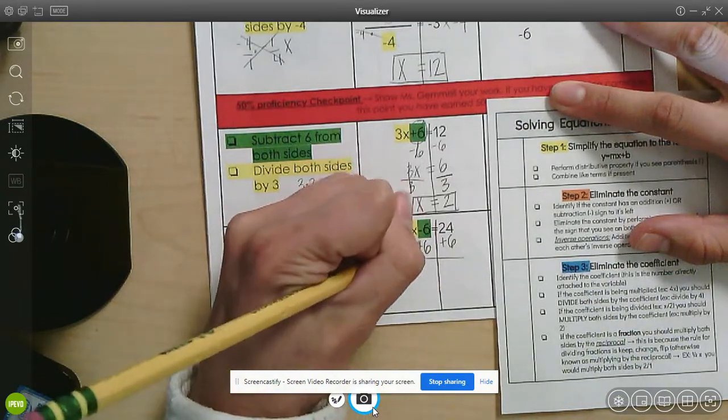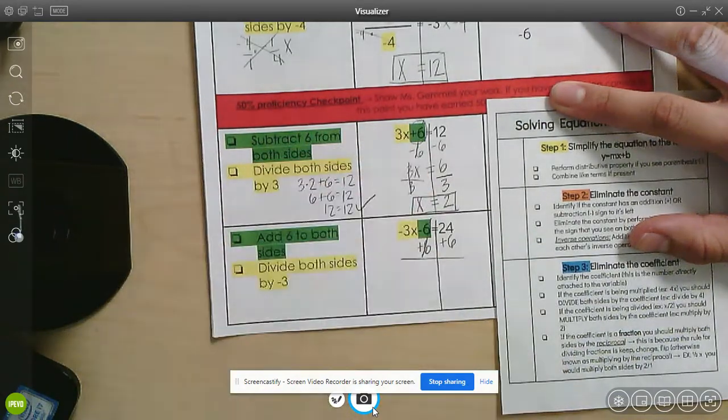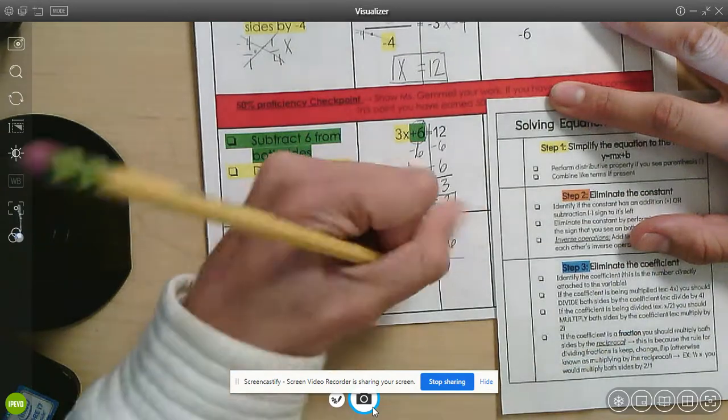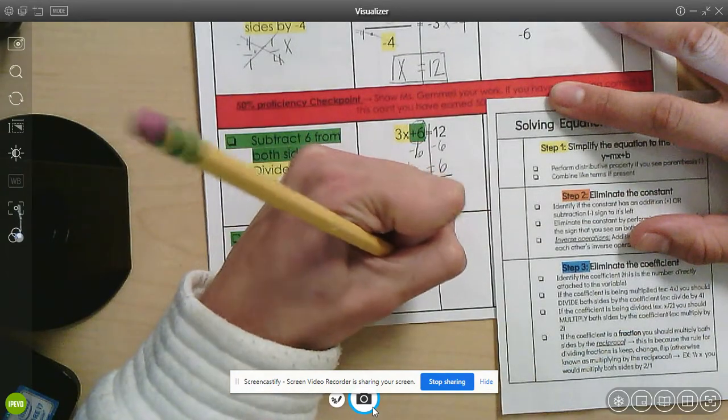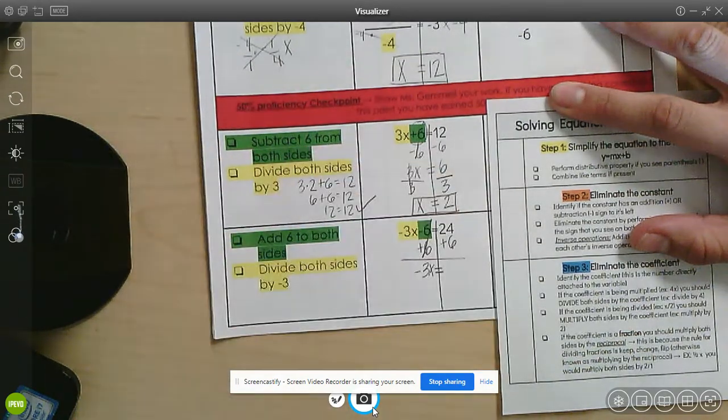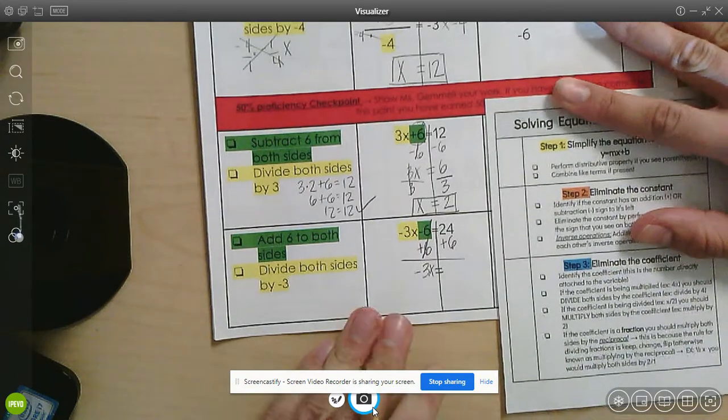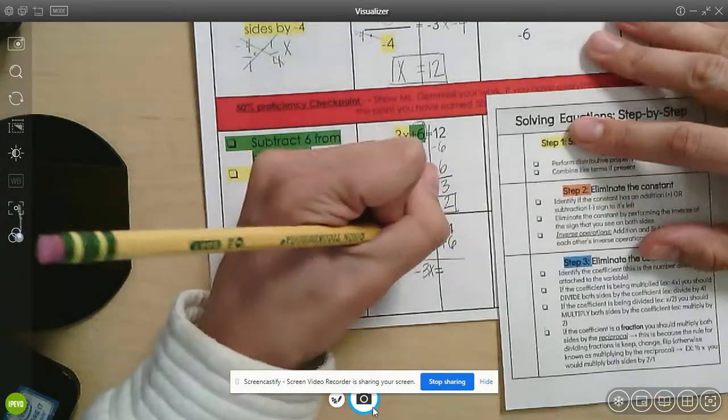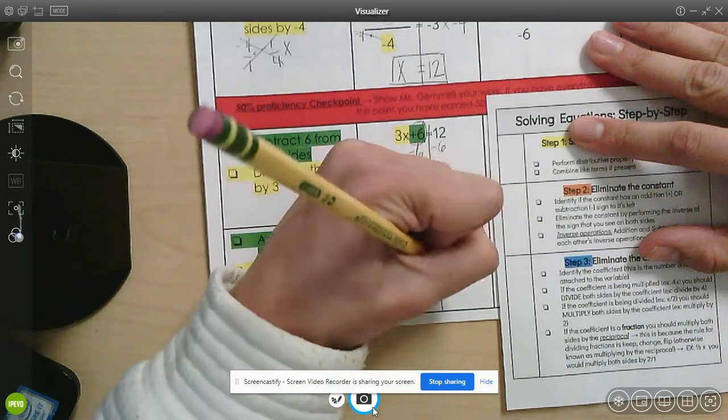Okay, negative 6 plus 6 is 0. That is gone. So this side I have negative 3x. Equal sign has to go in the middle. Do not forget to write that equal sign. And then 24 plus 6 is 30.